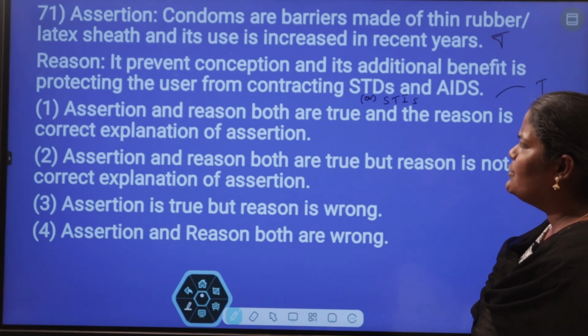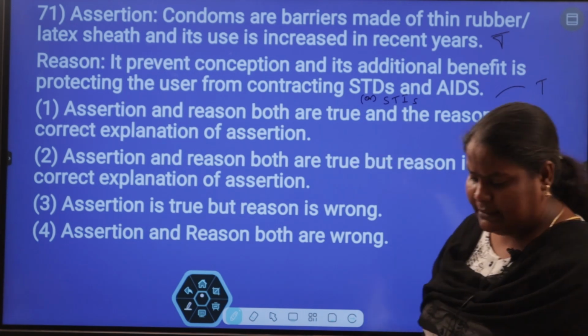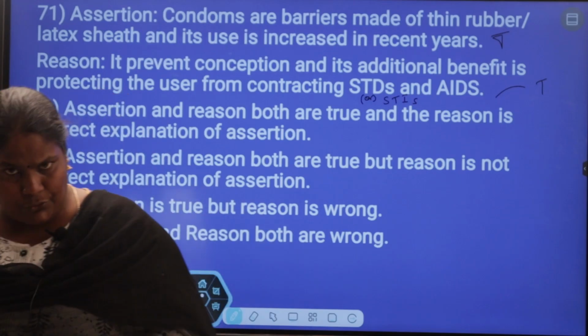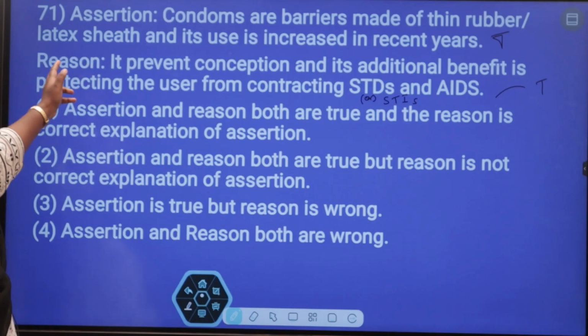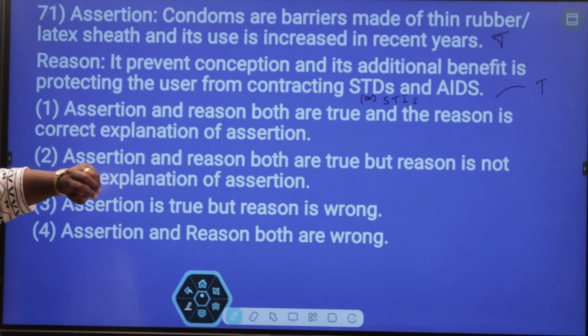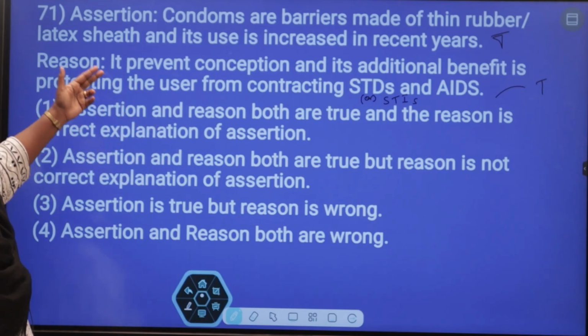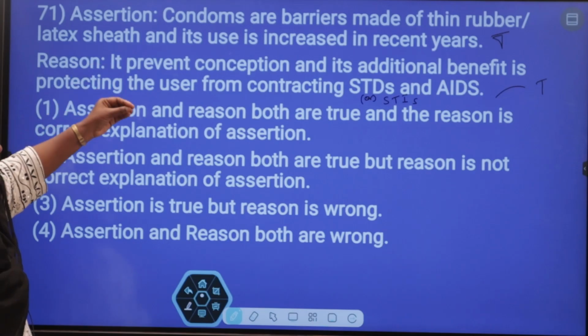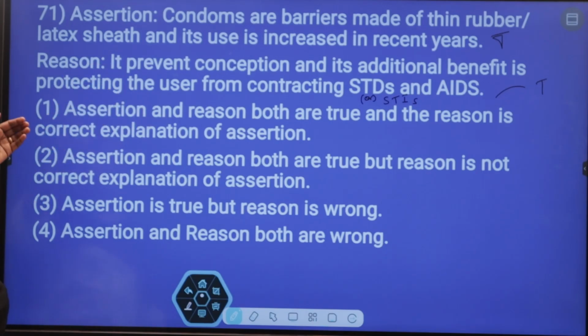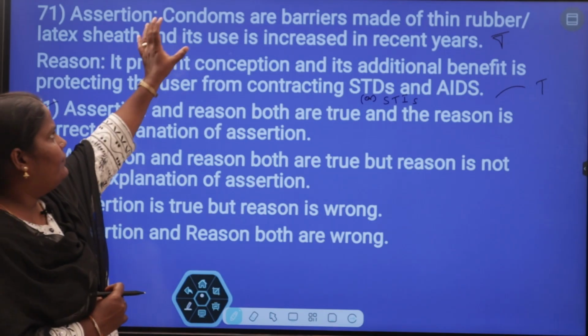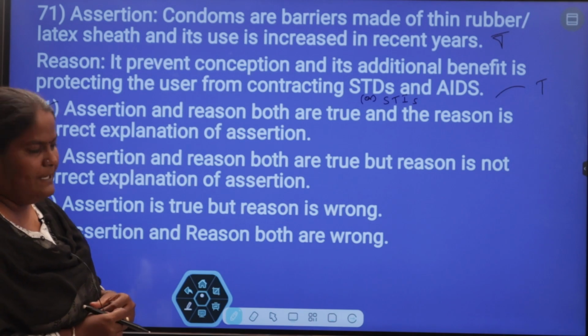Both the statements are true. The concept behind this is, even though both the statements are true, whether they are properly explaining each other. First statement deals with the condoms and the latex sheath and usage increasing in recent years. Then அதோடைய அந்த மாதிரியான IUDs அந்த மாதிரியான contraceptives உடைய additional benefits இதை பற்றி பேசிட்டு இருக்காங்க. Yes, they are properly explaining each other. First சொன்ன concept உடைய uses பற்றி பேசுறாங்க.